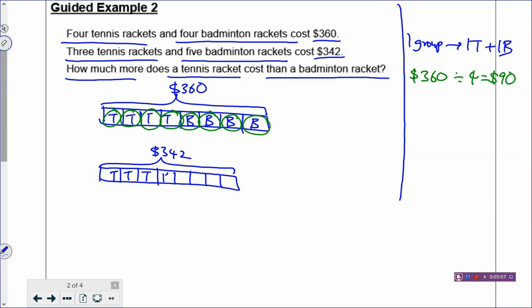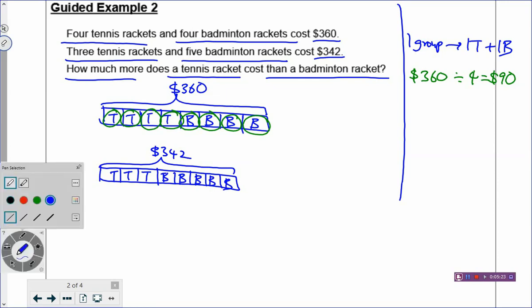So you have 5 boxes for badminton rackets. Alright, now, how do we circle the groups? You can see that you have made one group, which is 1 tennis racket and 1 badminton racket. So from the second model below, we can start to circle one group. So you have 1 tennis racket and 1 badminton racket.